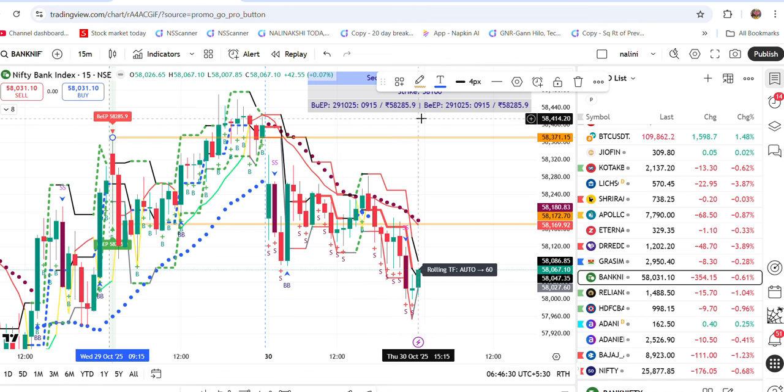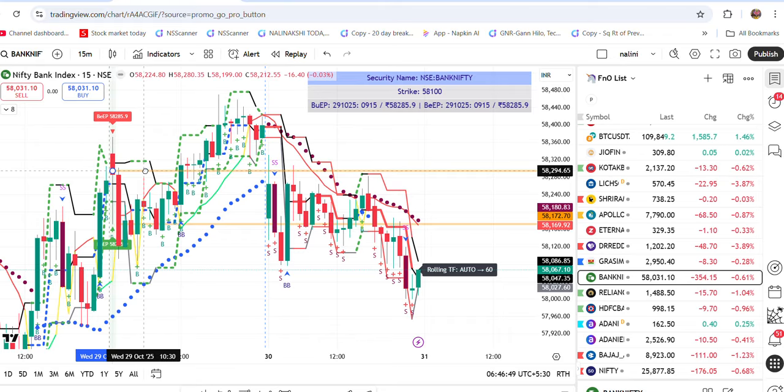in 58,365. It is suggesting on 29th 58,285. Let us check 58,285. Let us mark the episodic pivot over here when it is suggesting 285.